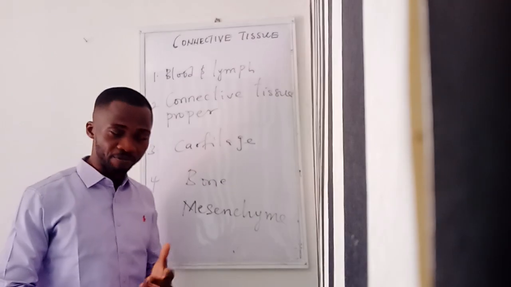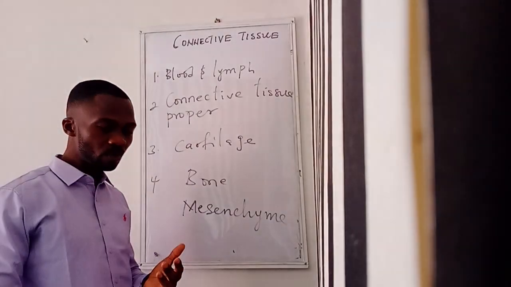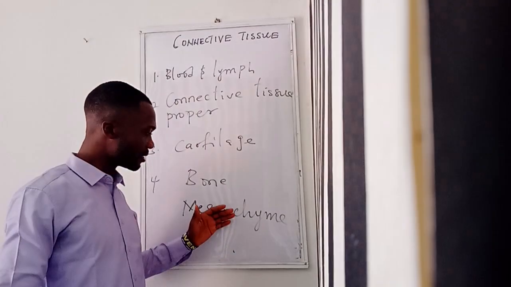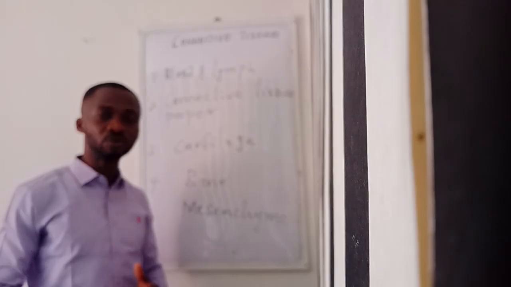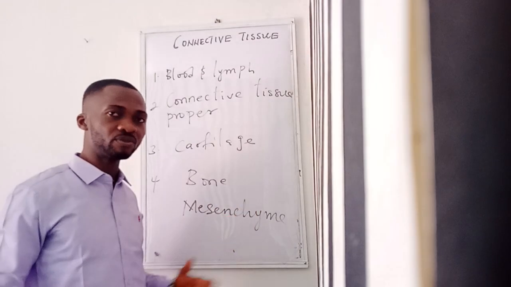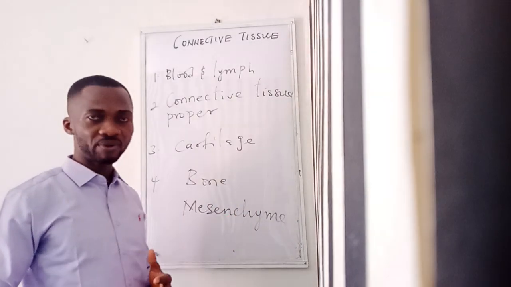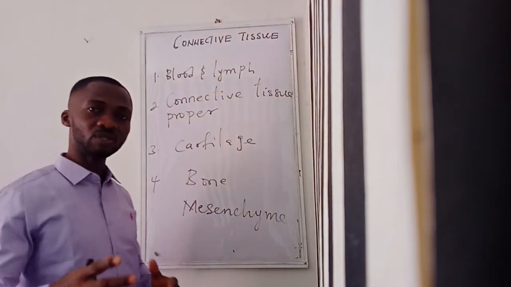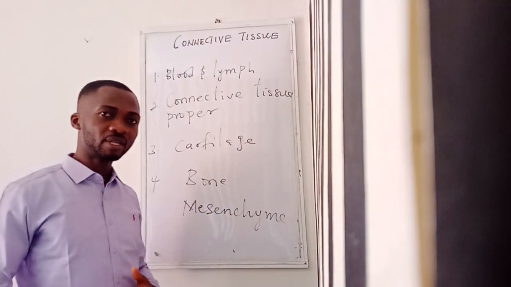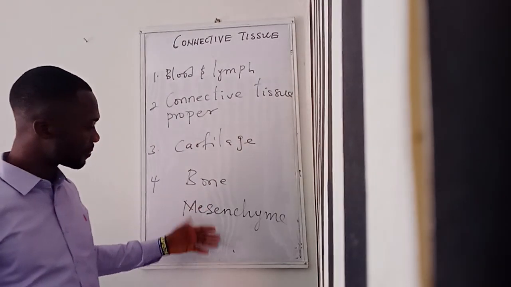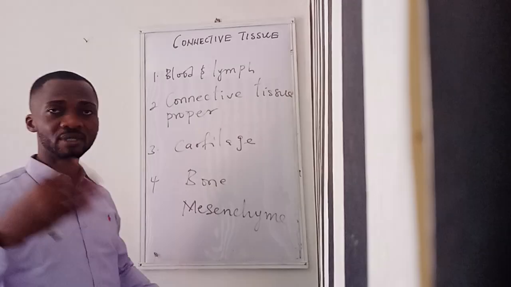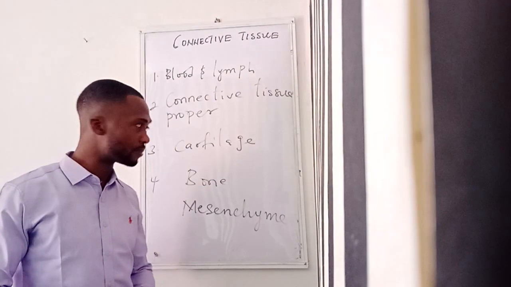One is that it originates from the same mesenchyme tissue from which other connective tissues also arise. Then, of course, it contains the liquid matrix that is called the plasma. Then, of course, it connects different parts of the body together.